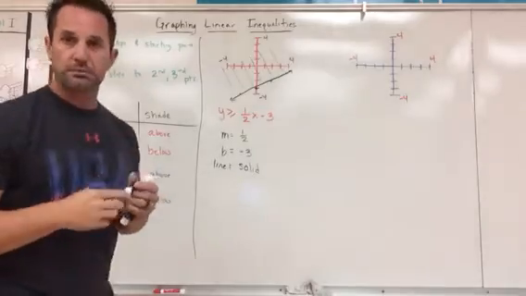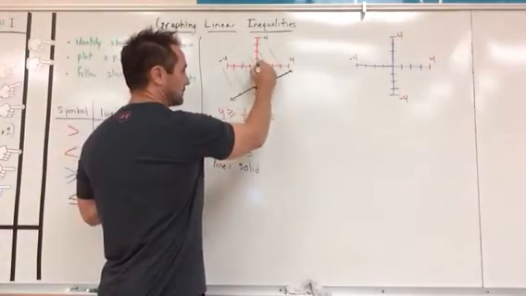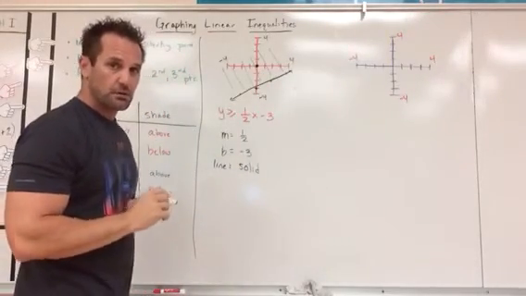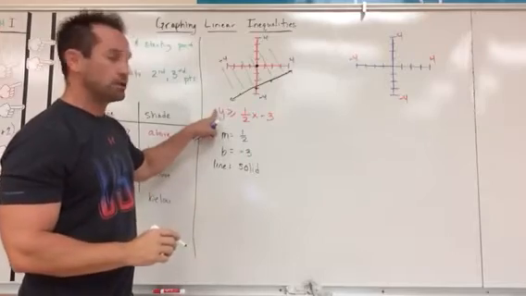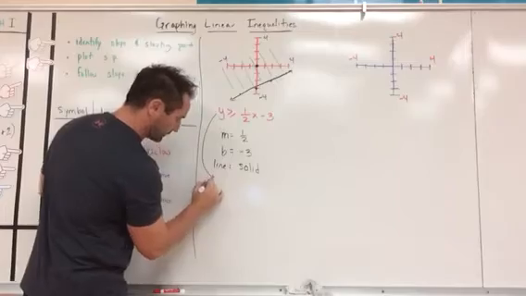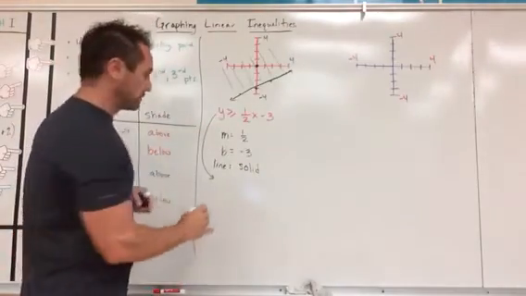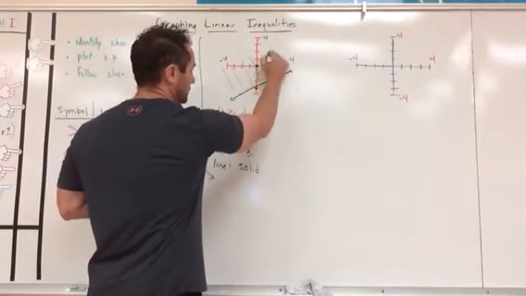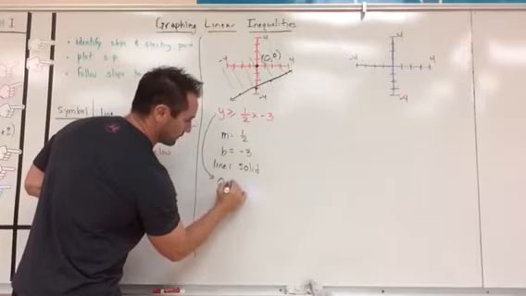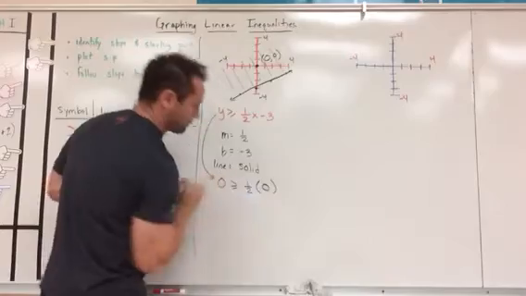What I want you to do is pick a test point. The test point that I always pick is 0, 0. The majority of people pick 0, 0 because it's the easiest one to substitute into the inequality. So we're going to take this inequality down here, and instead of the y and the x, we're going to substitute the test point of 0, 0. So instead of a y, we're going to put a 0, and instead of x, we're going to put a 0.